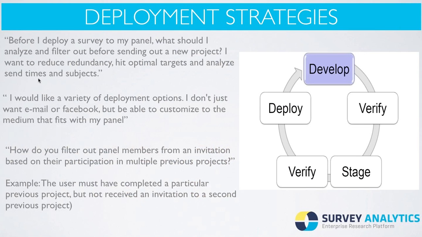That sounds great. So last question here is, how do you filter out panel members from an invitation based on their participation in multiple previous projects? For example, the user must have completed a particular previous project but not received an invitation to a second previous project. That's good. We'll actually cover that in the demonstration as well.